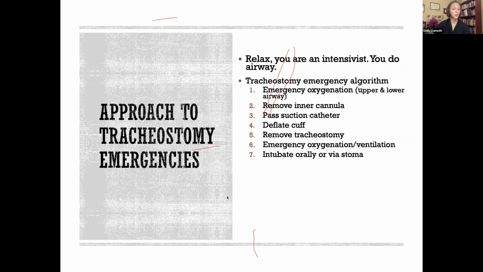You want to remove that inner cannula and figure out, is it just obstructed? If not, reinsert it, bag them, and if they're not better, pass that suction catheter all the way in. If you're only hitting a couple centimeters in, you're probably going to work through the rest of the algorithm. If you're inserted all the way and they get better, well, that's great. If not, deflate that cuff, reposition that tube, reinflate, bag them, still not better. Now you're at the step of, you've got to get that trach out. Emergency oxygenation, ventilate from above and below.